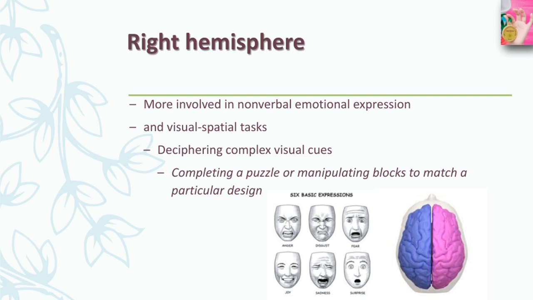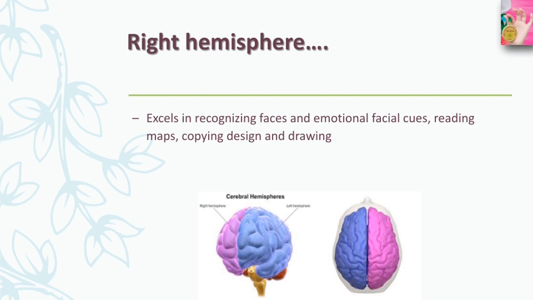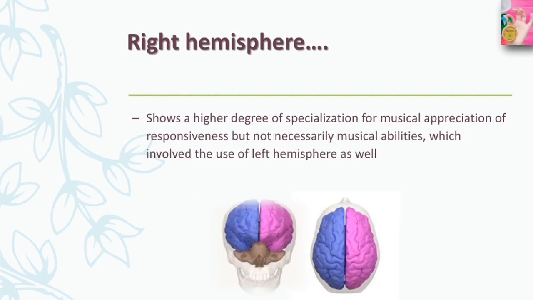The right hemisphere is more involved in nonverbal emotional expressions and visual or spatial tasks that involve deciphering complex visual cues, such as completing a puzzle or manipulating blocks to match a particular design. The right hemisphere also excels in recognizing faces and emotional facial cues, reading maps, copying designs, and drawing. Finally, the right hemisphere shows a higher degree of specialization for musical appreciation or responsiveness, but it is not the only one necessary for musical abilities, which involve the left hemisphere as well.